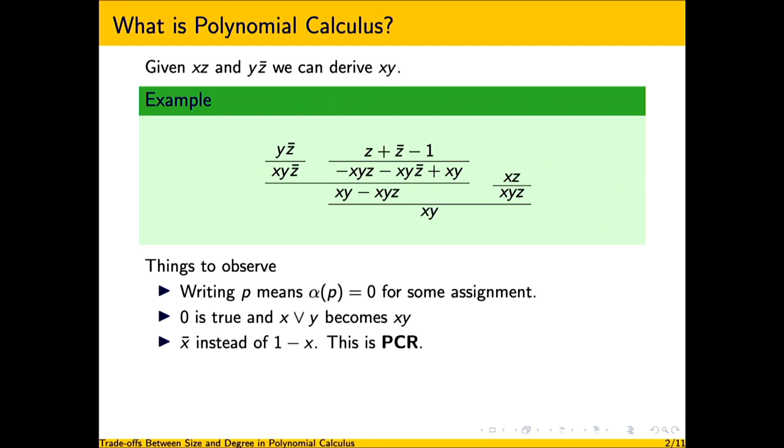And we don't need these formal negated variables. You could have just had 1 minus z instead of z bar. But by adding them, we make the system a little bit more powerful, a little bit more efficient at some things. And this is technically called polynomial calculus resolution, not polynomial calculus.